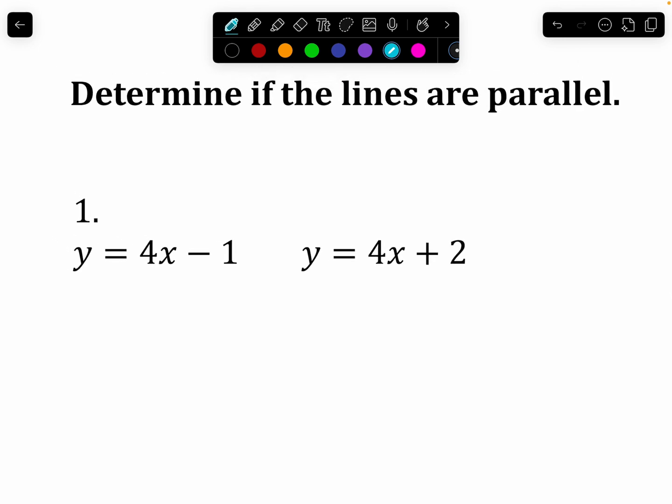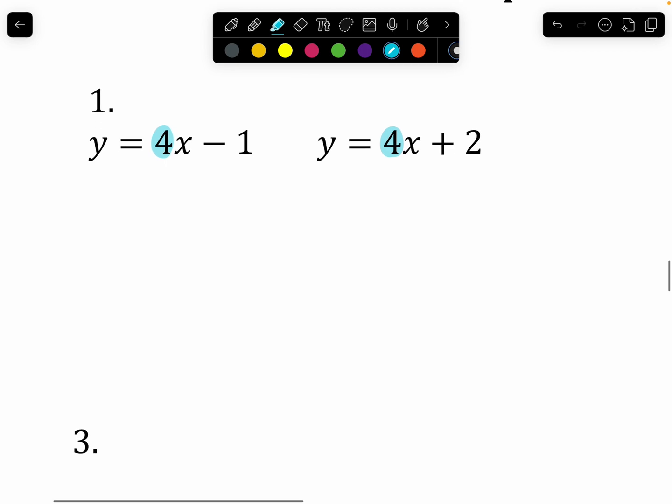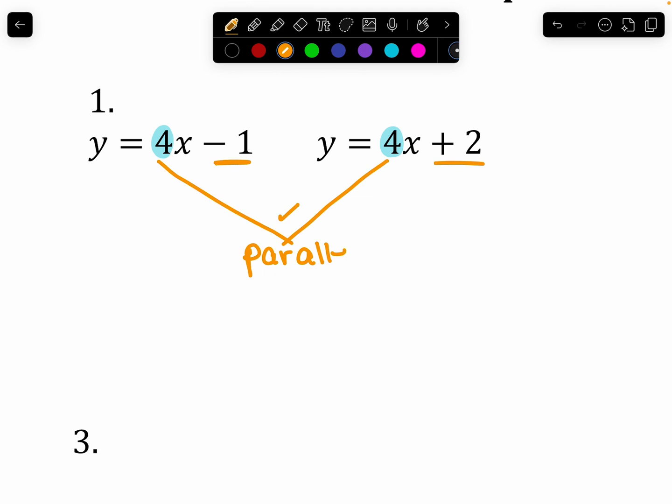This first problem that I have, both of my equations are in slope-intercept form, so I'm good. So what I'm going to do is look at their slopes. And remember that your slope is the number that is located with x. If the slopes are the same, just double check their y-intercept to make sure that they are not the same. But because their slopes are the same, that's what we care about. And so yes, these lines are going to be parallel to each other.